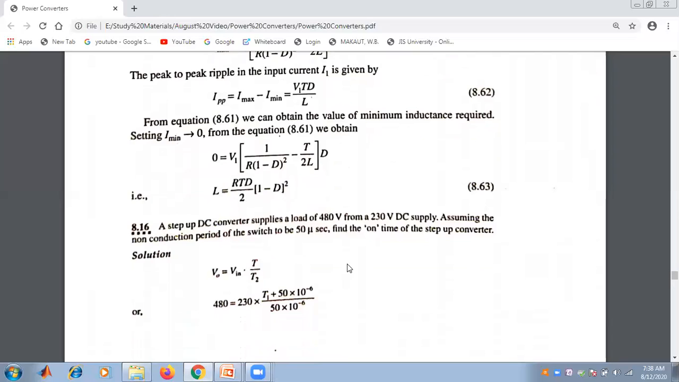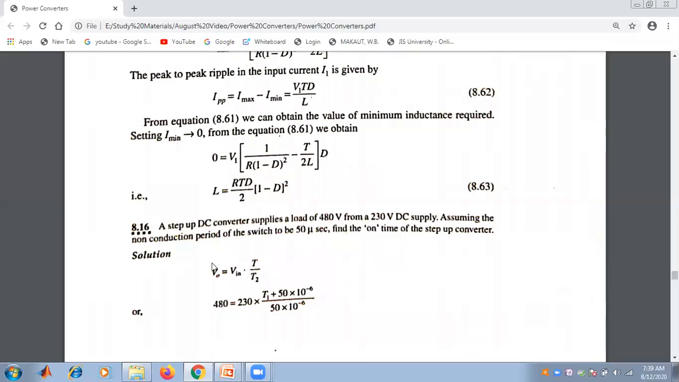Now there is a numerical problem. A step up DC converter supplies a load of 480 volt from a 230 volt DC supply. Assume the non-conduction period of the switch to be 50 microsecond. Find the on time of the step-up converter.